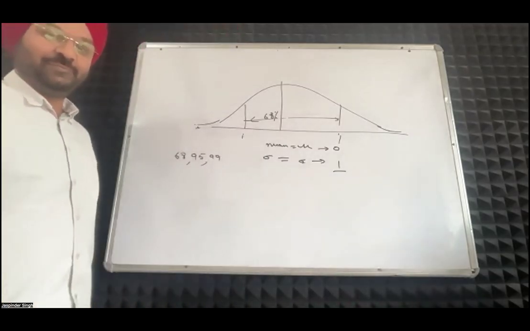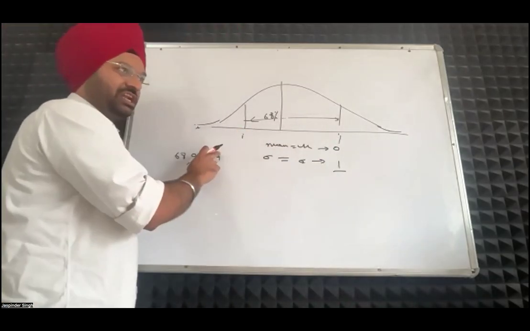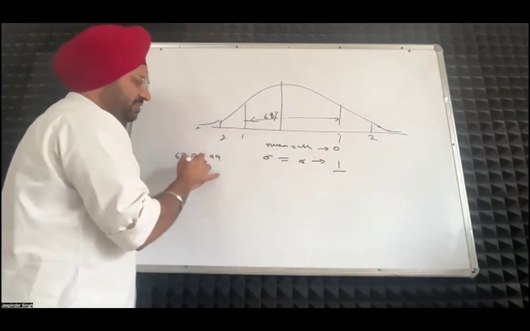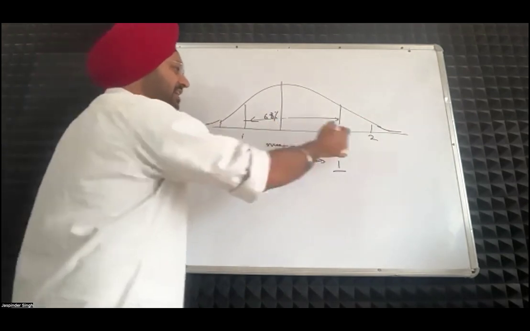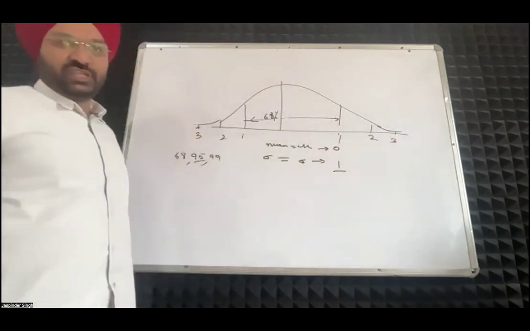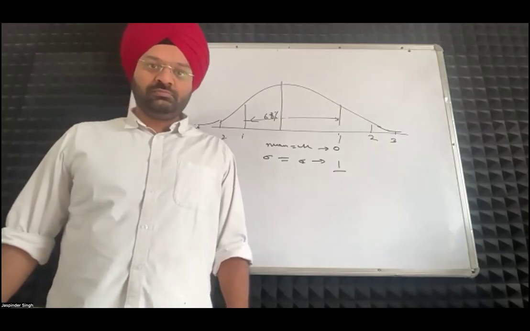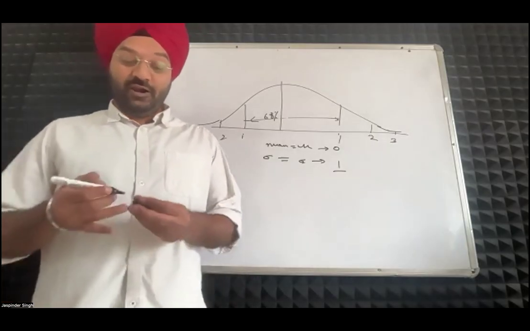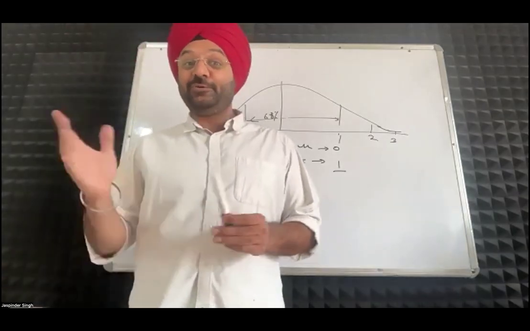Basically, what it means is within one standard deviation lies 68% of the data. Within two standard deviations lies 95% of the data. Within three standard deviations lies 99% of the data. And we will be using this for a lot of parameter tuning.